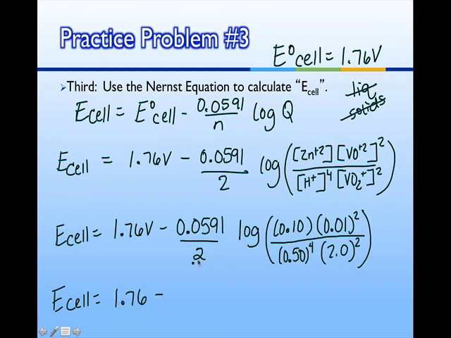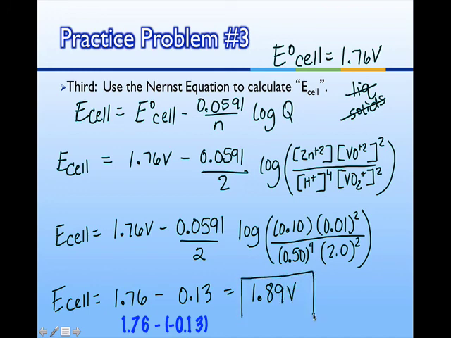I just pulled those concentrations from the original question, and then we plug all this in. We still have that, and when I take this side and put it into the calculator, I end up with 0.13. So this has that final voltage with those concentrations. Oops, that's not a minus, that's a plus, or else that wouldn't make any sense. So this is 1.76 plus 0.13, and we get 1.89 volts. And that is the voltage we would see with those concentrations if we did it in this cell. So there's the Nernst equation and how we can use it.